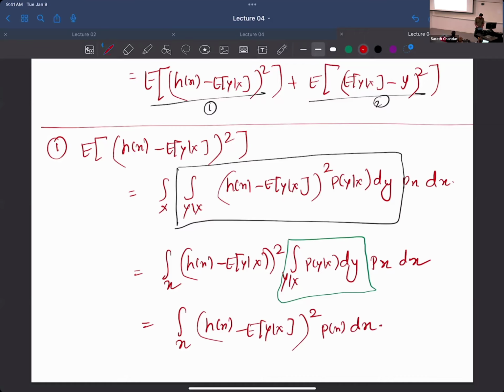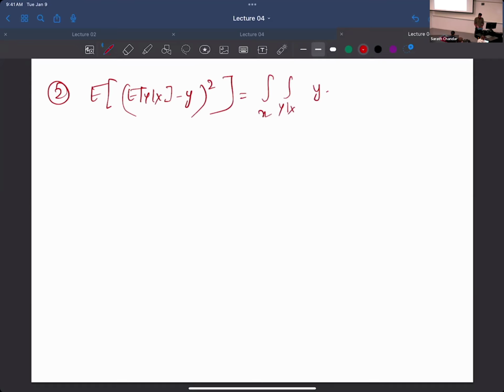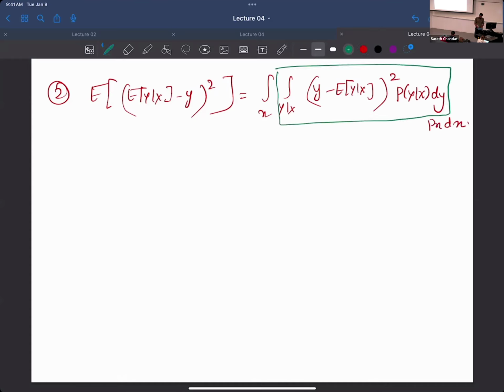Now let's go to the second term. The second term is given by the expected value of E of y given x minus y, the whole square. This I can write as the integral over x, integral over y given x, of y minus E of y given x the whole square, p of y given x dy, p of x dx. Now, what is this integral?